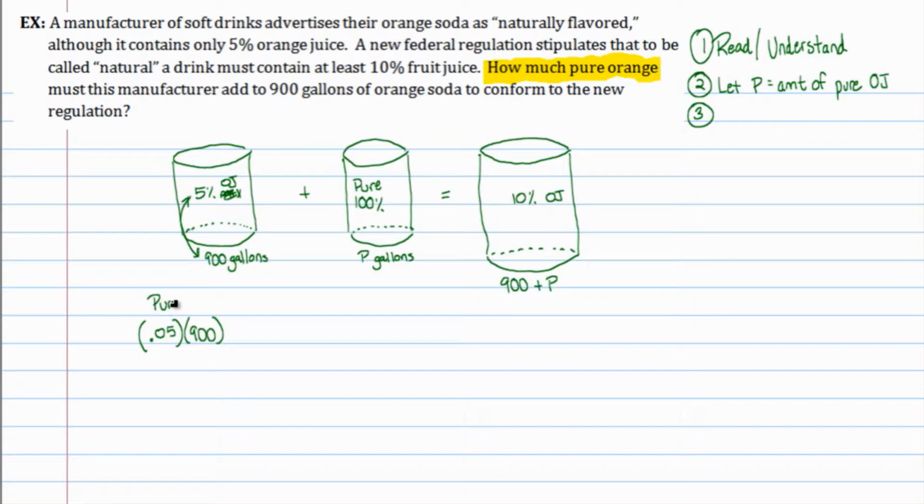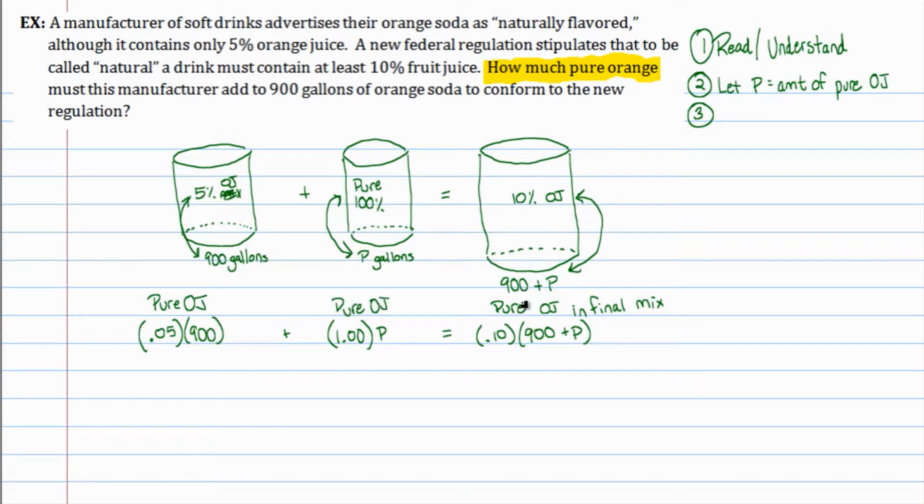This is the amount of pure OJ in that vat, if you could sift it out, plus 100% times P. 100% as a decimal is 1.00, and that's just multiplying these two numbers together. And the part that most students forget, you also multiply these two numbers together. If you did it on the left-hand side of the equality, then you'll do that on the right-hand side too. And what this is going to be is the amount of pure OJ in the final mix. So we have the amount of pure OJ in this 900 gallon vat, we have the amount of pure OJ that we're going to add, and then we end up with the amount of pure OJ in the final mix.